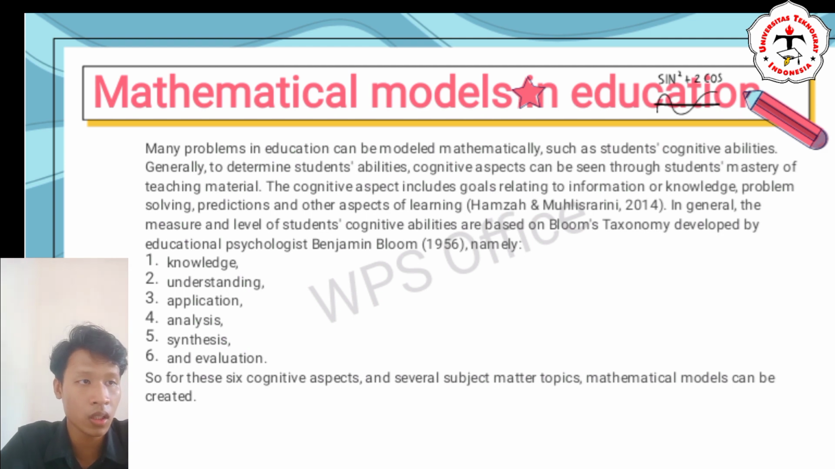In general, the measure and level of student cognitive abilities are based on Bloom's taxonomy developed by education psychologist Benjamin Bloom in 1959. Namely, 1. Knowledge, 2. Understanding, 3. Application, 4. Analysis, 5. Synthesis, and 6. Evaluation. So for these 6 cognitive aspects and several subject matter topics, a mathematical model can be created.